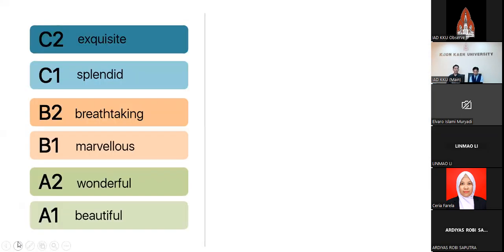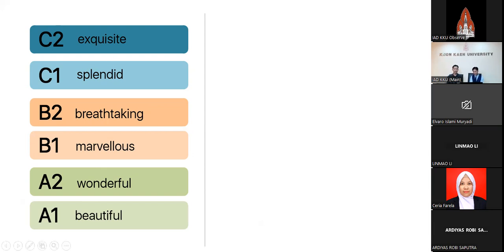So now let's turn to that one. You say that, oh, it's beautiful, and you know that it's A1 level, right? When you say wonderful, it becomes A2. If you say marvelous, the level increases to B1. Breathtaking is B2, splendid is C1, and then exquisite is C2.